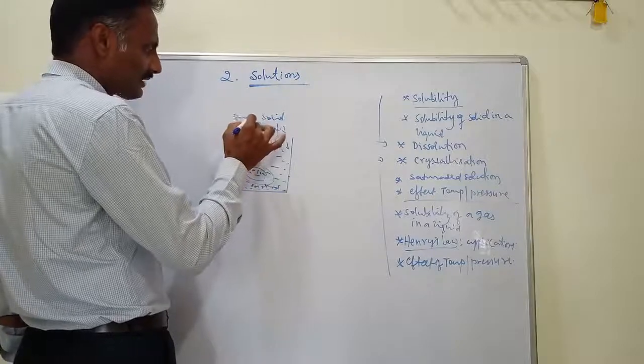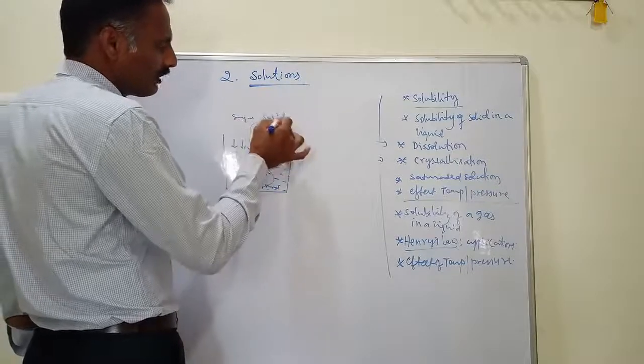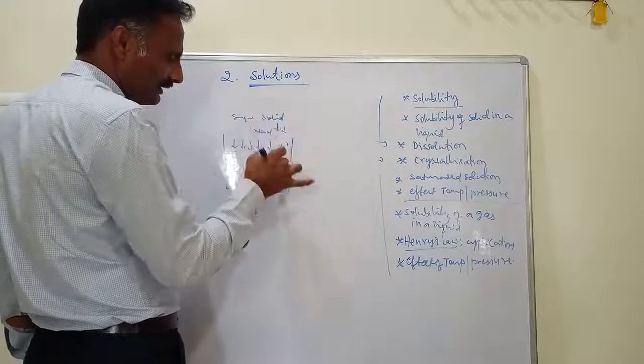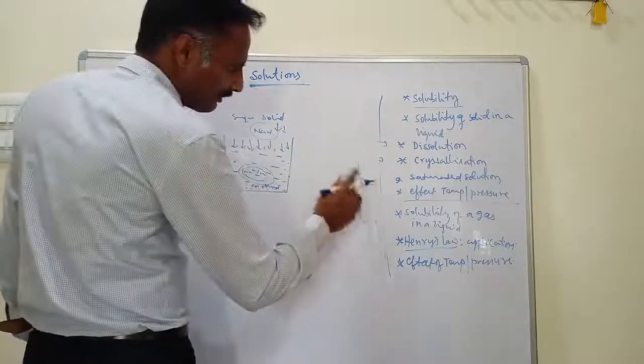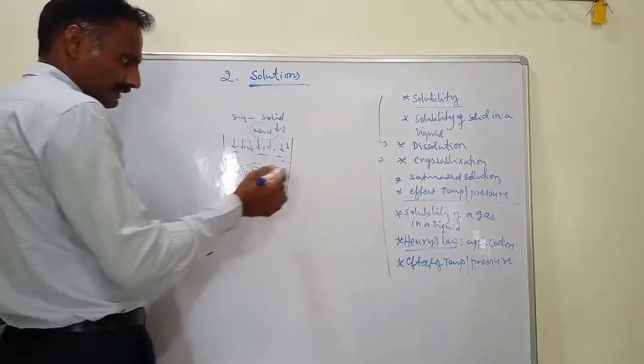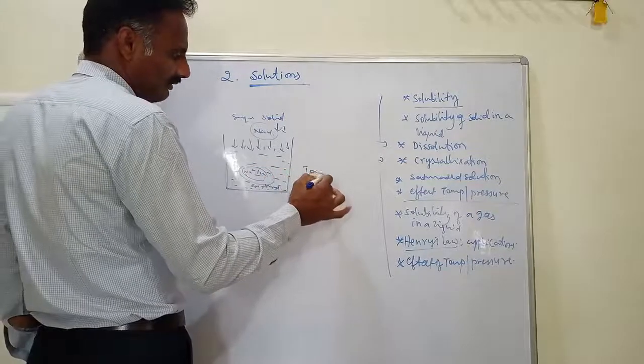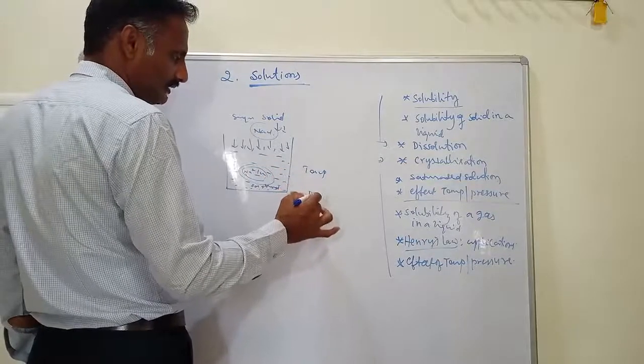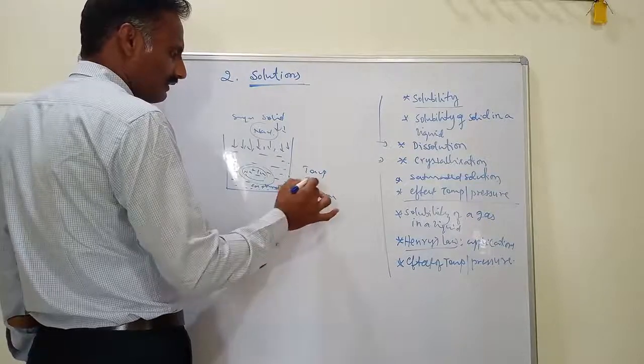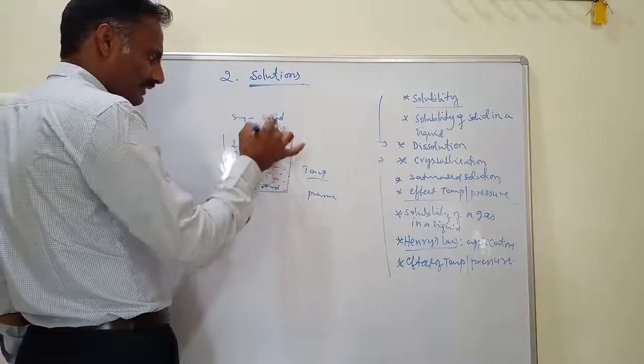And what are the factors which are affecting the solubility of solid substances in liquids? Here, what are the factors affecting? That is, one is temperature, and one more is called pressure. And what is the effect of temperature on the solubility of a solid in a liquid?